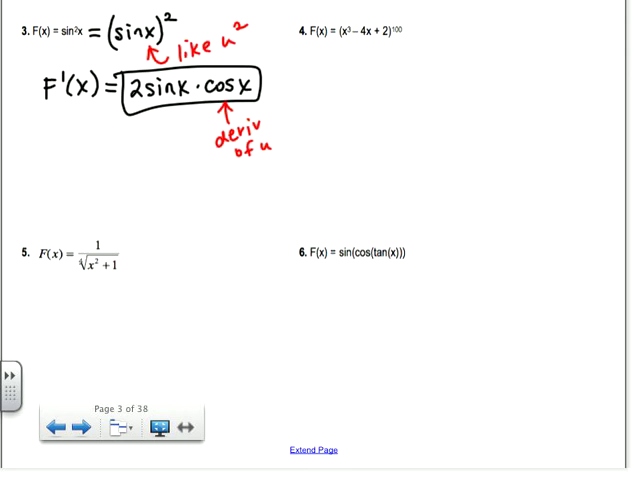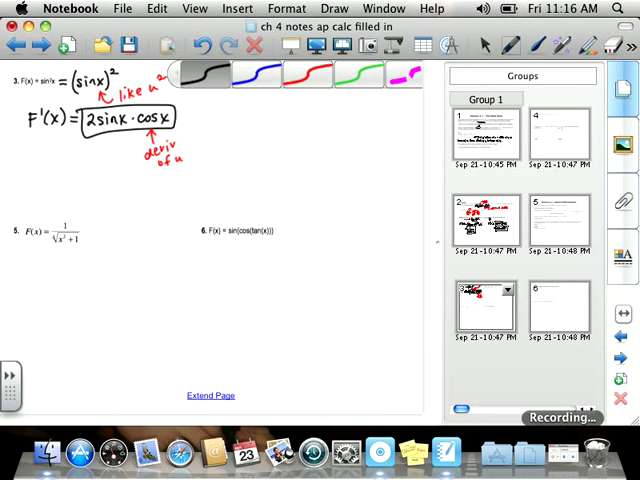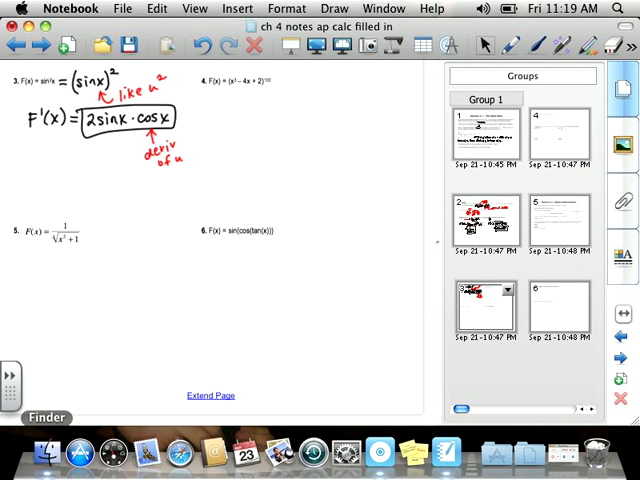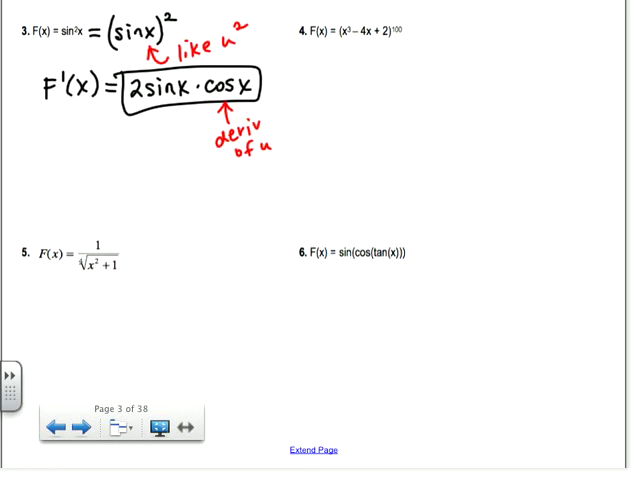Okay, you guys try number 4 and 5. So try 4 and 5. As I walked around, you guys had good answers. So the first one should be 100 times x cubed minus 4x plus 2 to the 99 times the derivative of what's inside, so 3x squared minus 4. Make sure you're writing parentheses around the 3x squared minus 4, just so you know that whole thing's multiplied, not just the 3x squared.